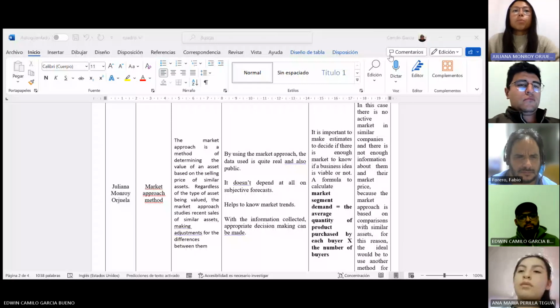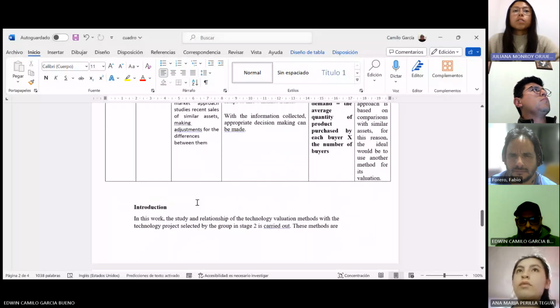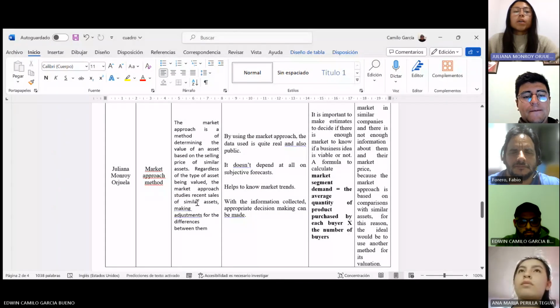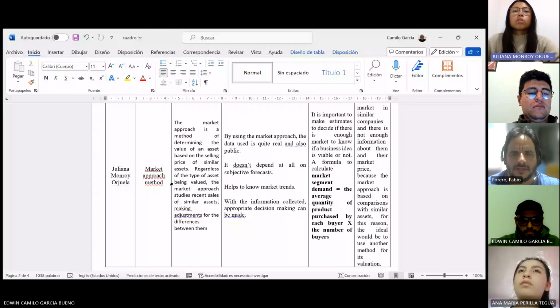I'll explain the market approach method. The market approach is a method of determining the value of an asset based on the selling price of similar assets. Regardless of the type of asset being valued, the market approach studies recent sales of similar assets, making adjustments for the differences between them. Advantages: by using the market approach, the data used is quite real and also public.